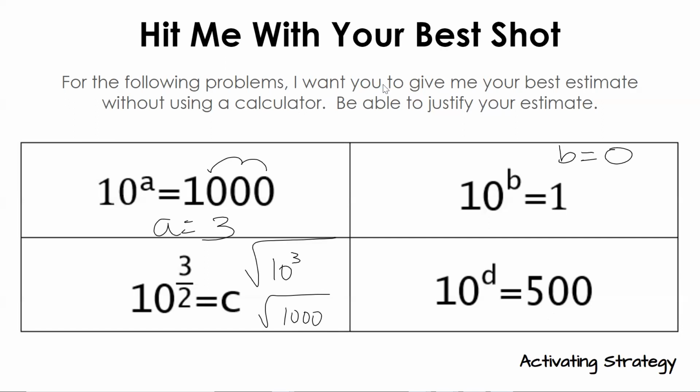What would be your estimate on that one? 10 to what power gives us 500? Well, we know 10 to the second power gives us 100, right? And 10 to the third power gives us 1,000. So 10 to what power would be 500? Like 2.5-ish, right? Okay, so logs help us find that answer. Can't forget the logs.